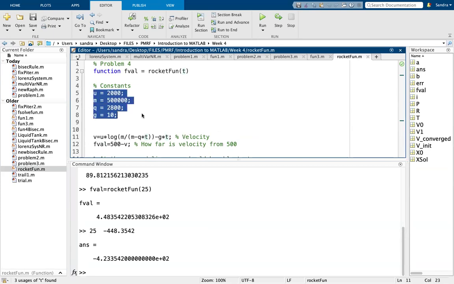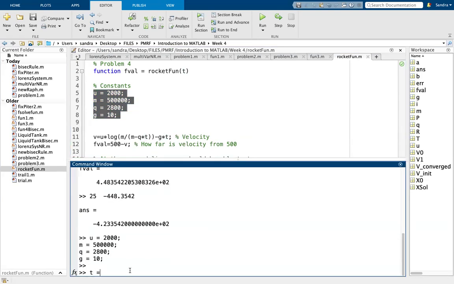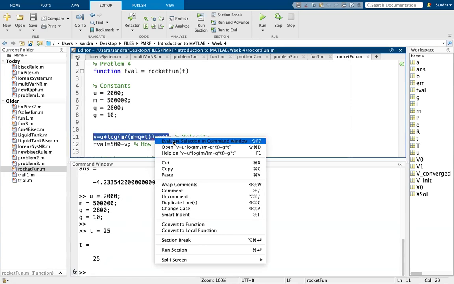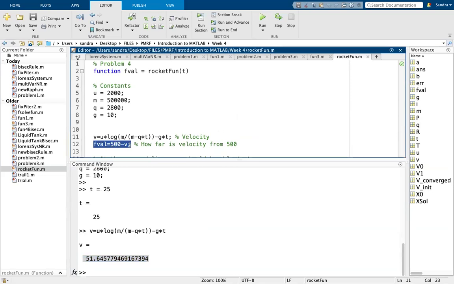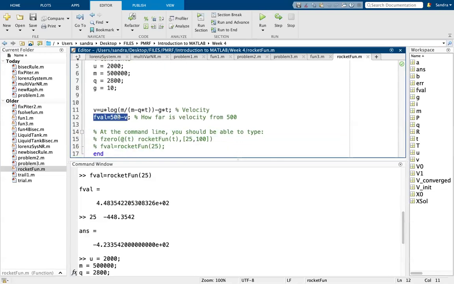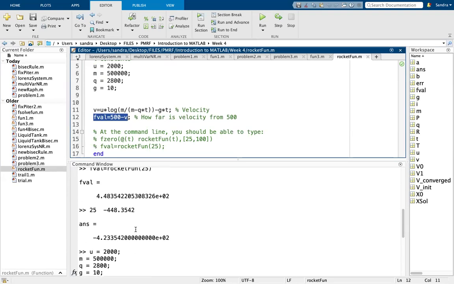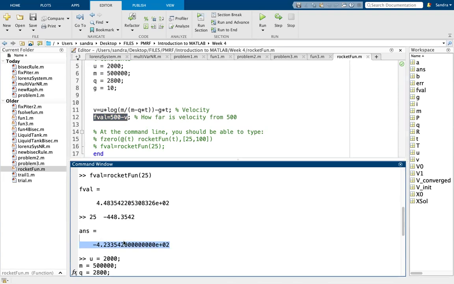Okay. So here you have the u values. Let me write the values here. U values, you have t equal to 25. So your v value will be, your v value is 51 point something. This has to be subtracted from 500. Yeah. This is the value you get. I think, yeah, it's almost similar.